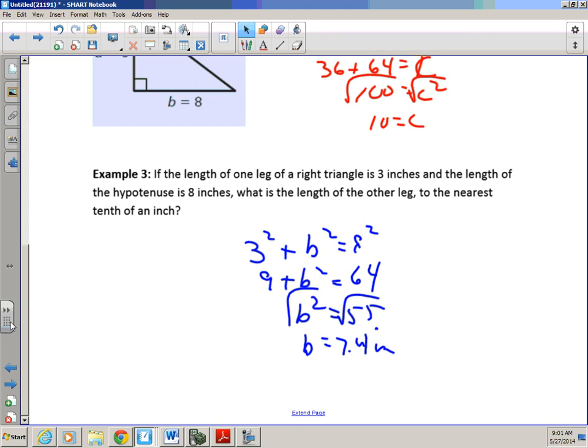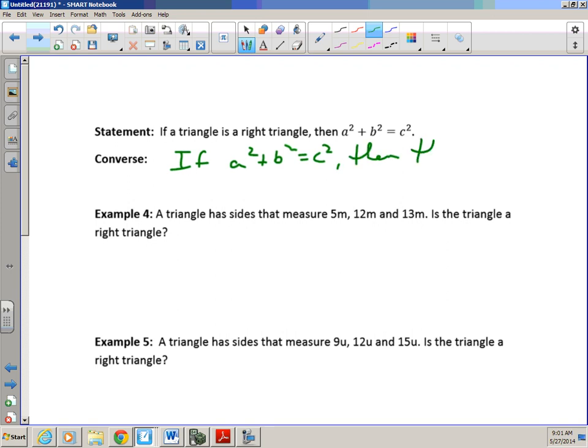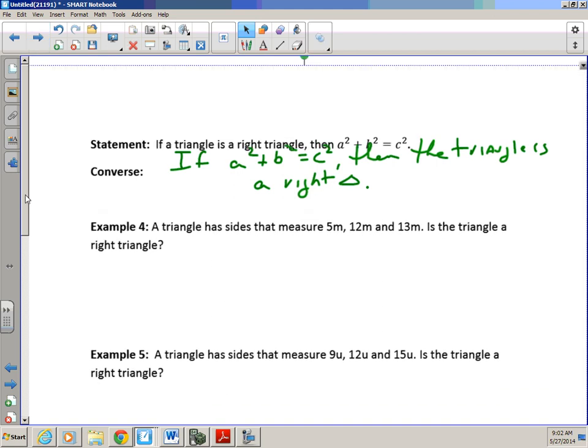Okay. Now, let's take a look at the following. If a triangle is a right triangle, then we know a squared plus b squared equals c squared. The converse of that is if a squared plus b squared equals c squared, then the triangle is a right triangle. So what we're doing is we're testing if the lengths of the sides given to us are the lengths of the sides of a triangle that would be a right triangle. So let's go through it.